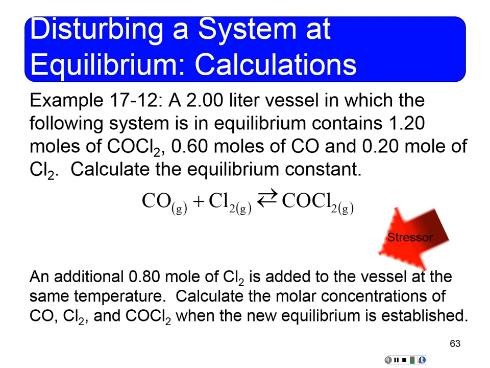Okay, so let's look at the problem. We have a 2-liter vessel, so be careful here. We know we're going to have to divide. We are given equilibrium moles, so you're going to divide all of those moles by 2, right? Why? Because we have to get not liters, we have to get, what are we looking for? Molarity or concentration, right? Moles per liter, concentration.